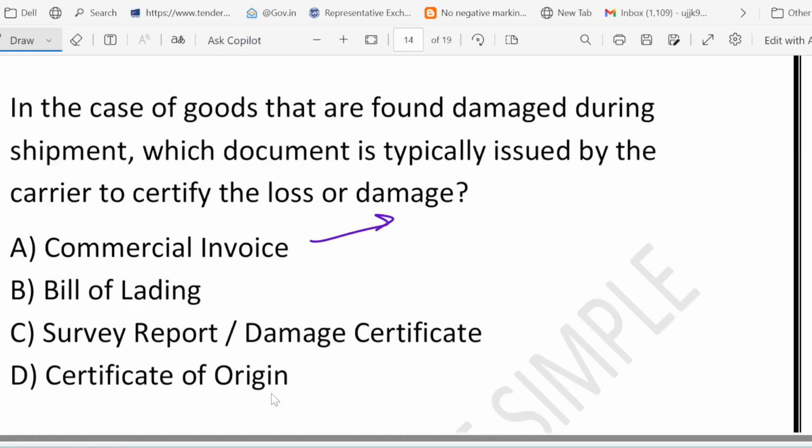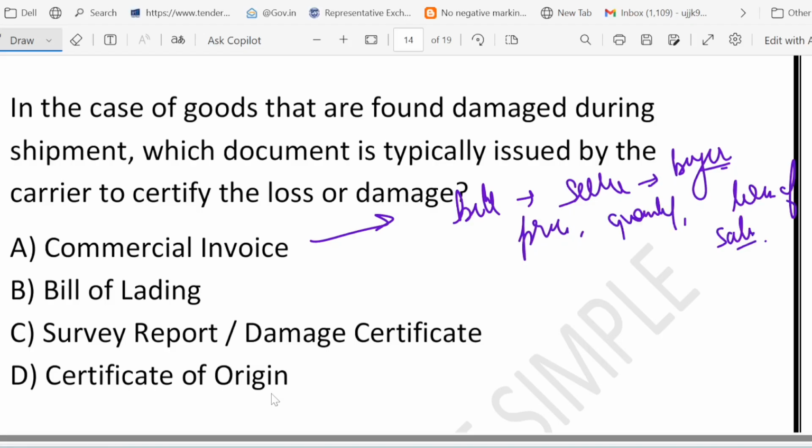Commercial invoice. A commercial invoice is like a bill given by the seller to the buyer. It shows the price, the quantity, and the terms of the sale. Suppose you buy 100 televisions from a supplier in Japan. The commercial invoice will show the price per TV, total amount, and payment terms. But remember, it has nothing to do with damage certification. Our point of importance here is damage during shipment.